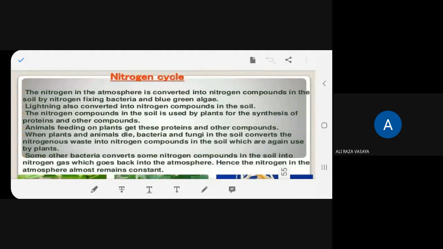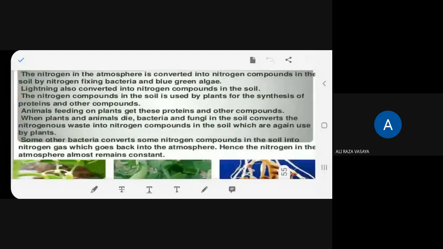Okay, beta. Next. Then what happens? Some other bacteria convert some nitrogen compounds in the soil into nitrogen gas, which goes back into the atmosphere. Hence, the nitrogen in the atmosphere almost remains constant.